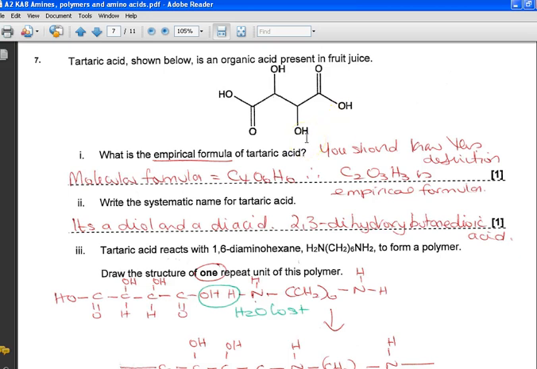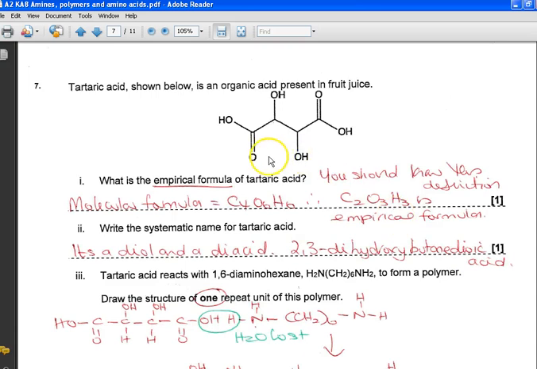So, molecular formula is C4O6H6. The empirical formula is the lowest whole number ratio, so you just divide it by 2. Systematic name for this is, you can see it's a diol and it's a diacid. Yeah? So our alcohol groups are on carbons 2 and 3. So basically 2,3 dihydroxy. We have to use the prefix here because the suffix is taken by the acid suffix.